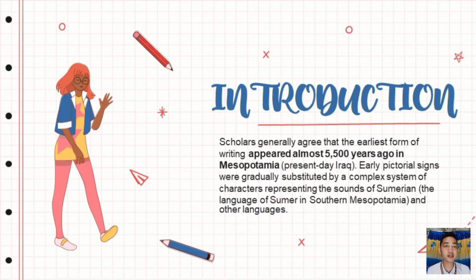Scholars generally agree that the earliest form of writing appeared almost 5,500 years ago in Mesopotamia, or present-day Iraq. Earlier pictorial signs were gradually substituted by a complex system of characters representing the sounds of the Sumerian language, the language of Sumer in southern Mesopotamia, and other languages.